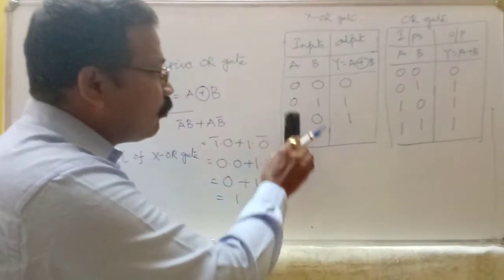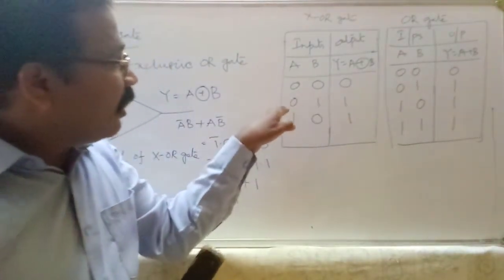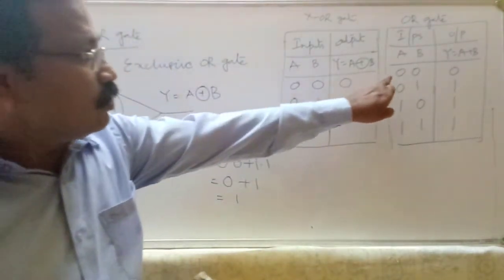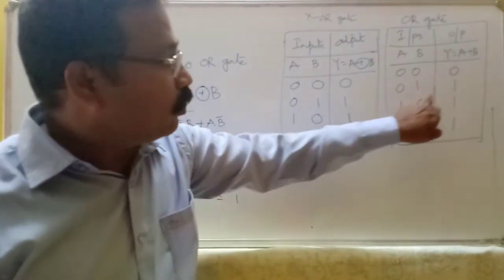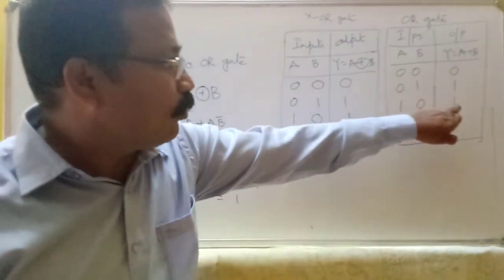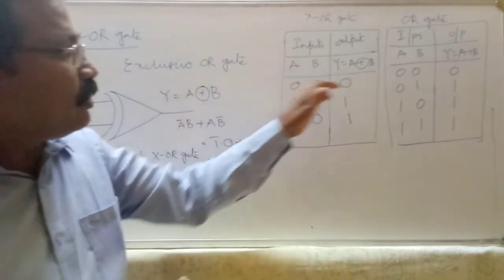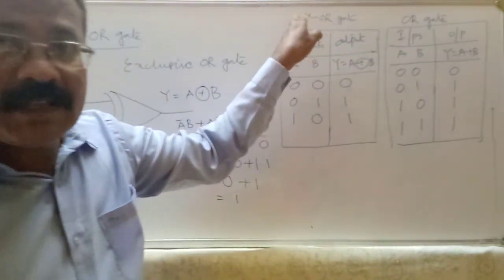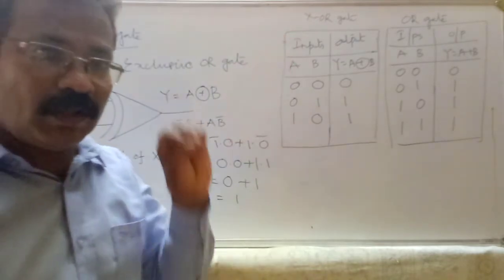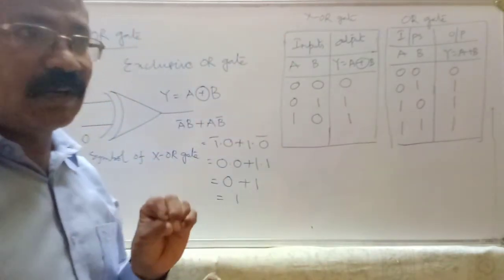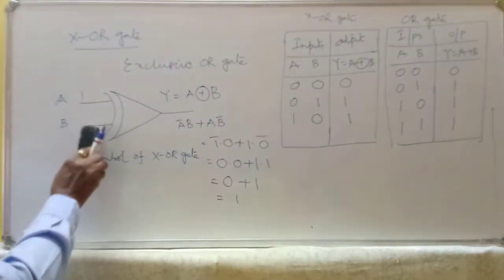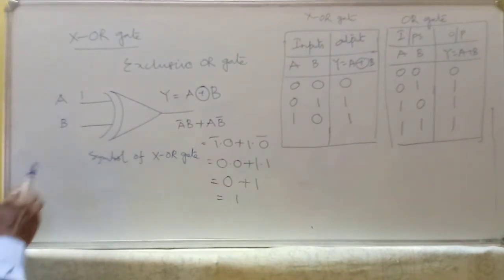Up to this, both are the same. The OR gate and the XOR gate are both the same. For 0, 0 the output is 0. For 0, 1 the output is 1. For 1, 0 the output is 1. In these three cases, the output is the same for the OR gate as well as the XOR gate. Now, we are coming to the last condition.